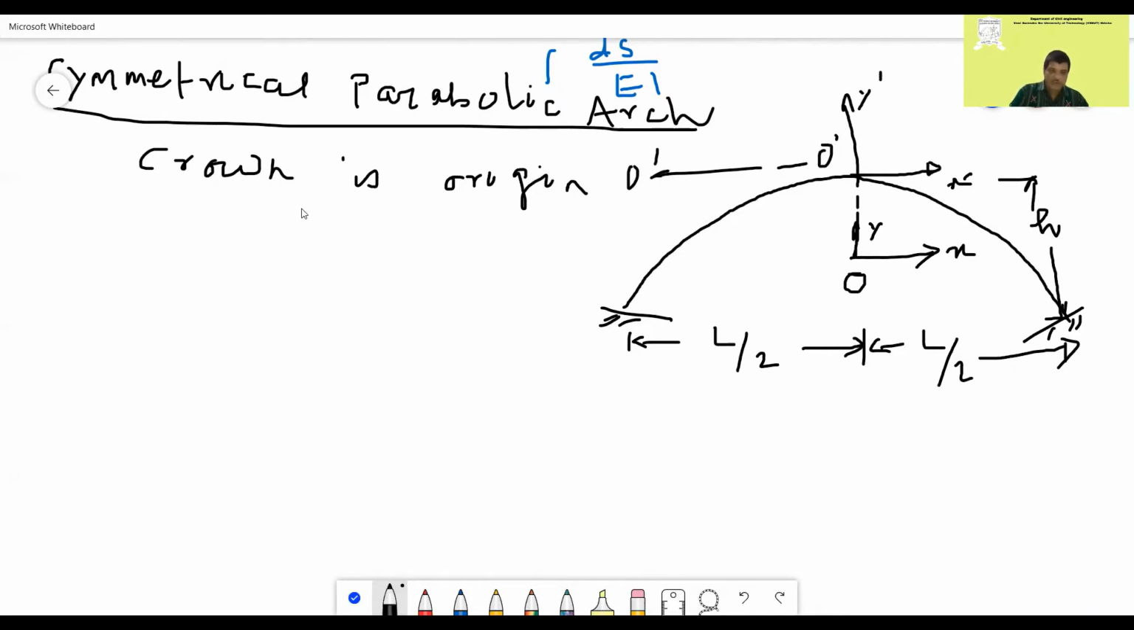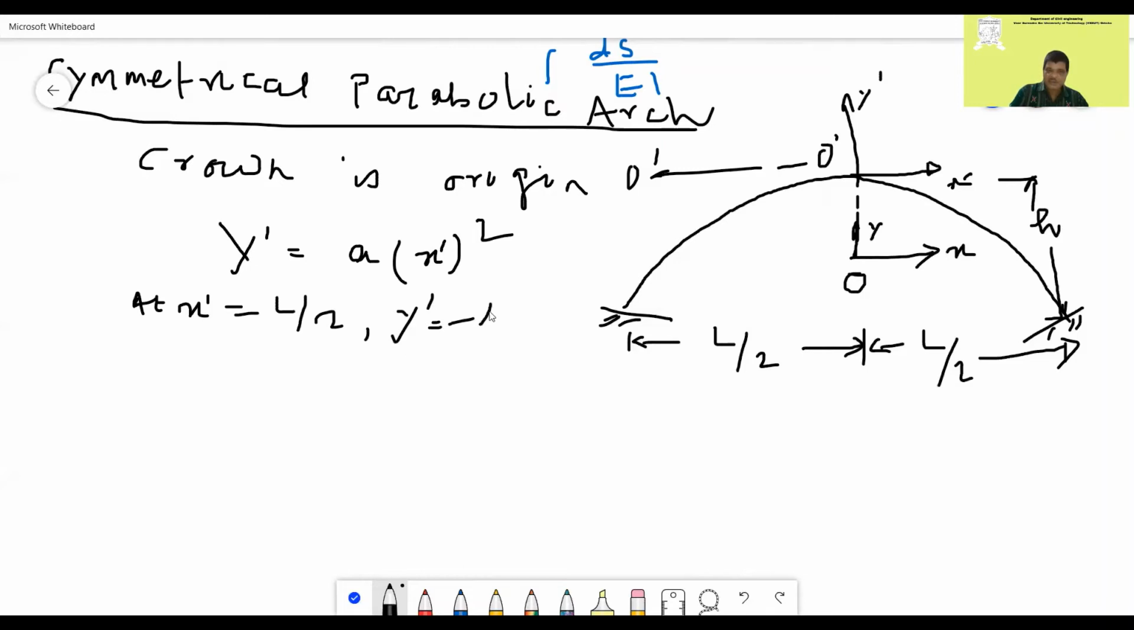Now, what is the equation? Y dash will be a x dash square, so the parabola equation is y equal to a x square. Now at x dash equal to L by 2, y dash is equal to minus h, minus because we are going downward. Y dash is minus h. We put this in and find that a comes out to minus 4h by L square, into x dash square.